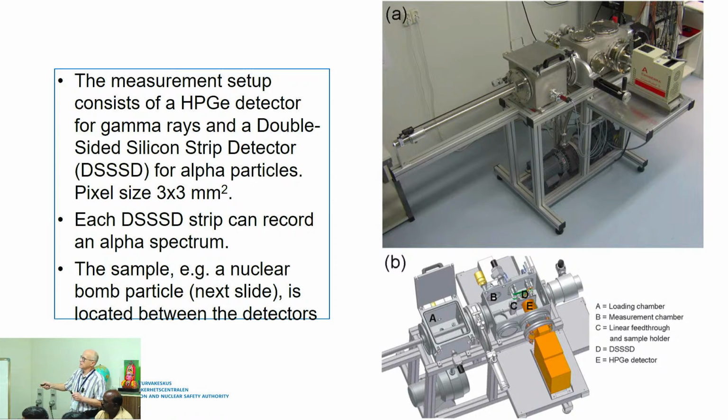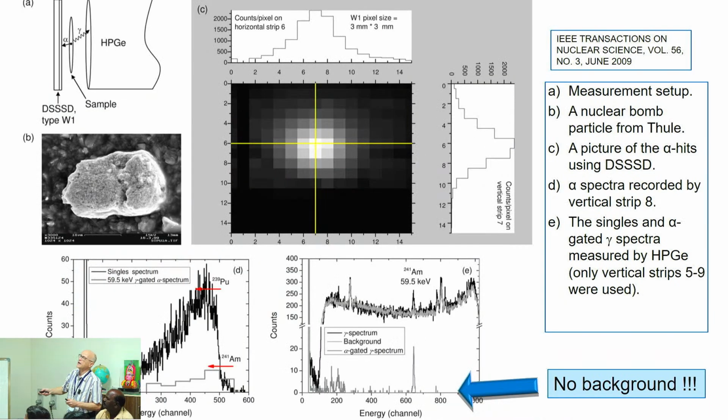This spectrometer strip can record an alpha spectrum. The sample, for example, a nuclear bomb particle, is shown in the next slide. It is located between the detectors. Let's forget this because it seems quite complicated. I will show you the principle, which is more important here.